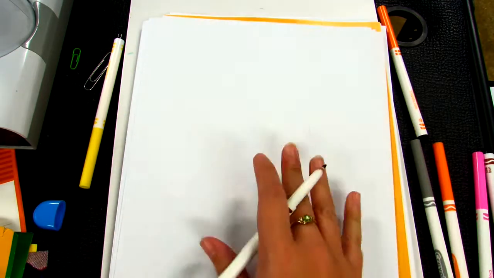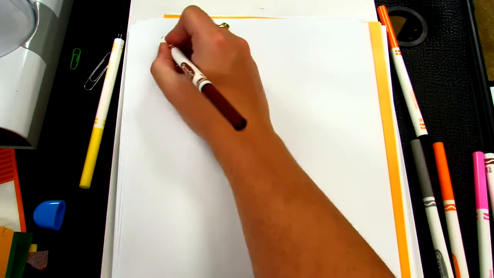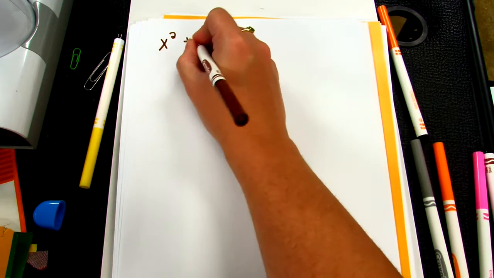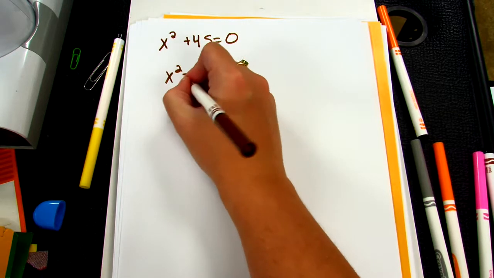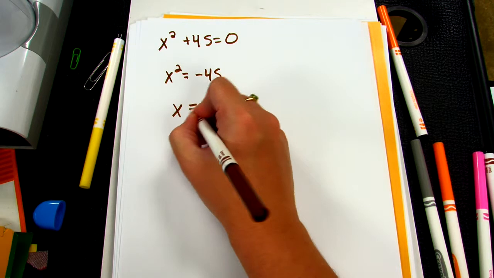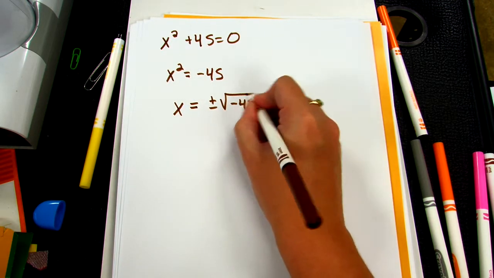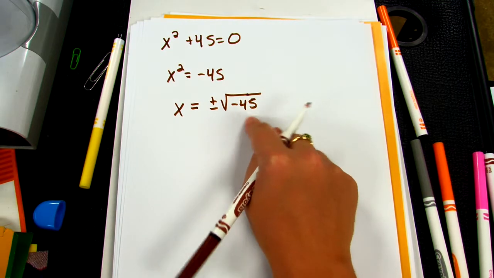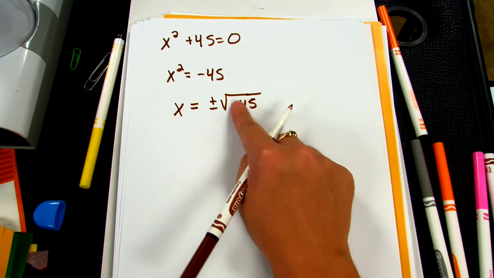All right, let's talk about solving quadratics that get us imaginary numbers. We're going to do this: x squared plus 45 equals 0. So to solve this, we want to isolate x, right? So x squared is equal to negative 45. So we square root both sides. So x is equal to plus or minus the square root of negative 45. Right there we have an imaginary number, right? So we are now in the complex number system, which means that we need to simplify this.